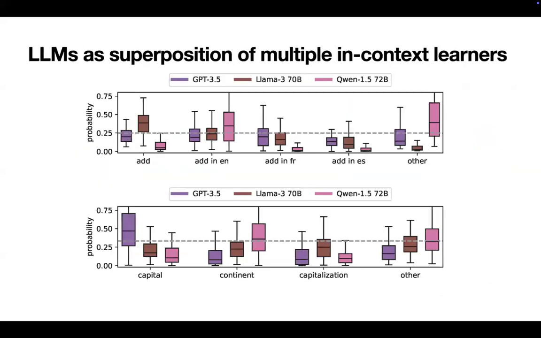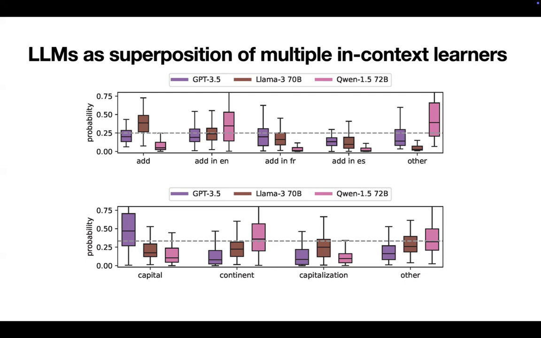Okay, and we would like to see if this phenomenon is consistent across different scenarios. In each scenario, we form 100 prompts, and we calculate the distribution of the output probabilities for each task. We also consider three models. Here we have GPT-3, Llama 3 70 billion, and Qwen 1.5 72 billion.